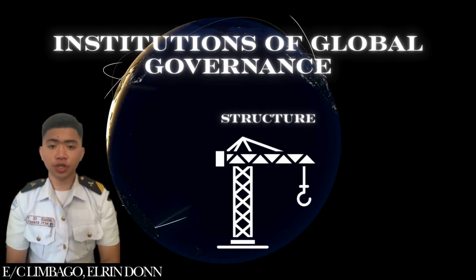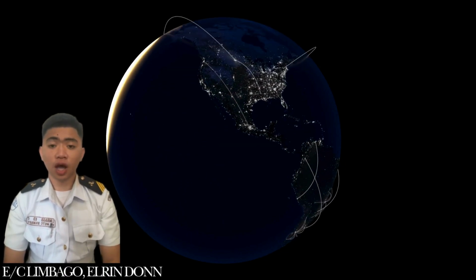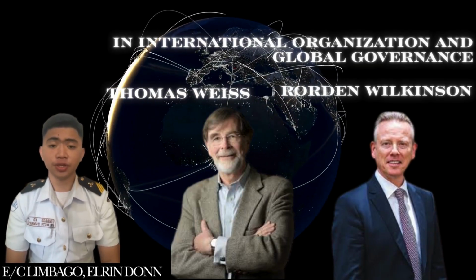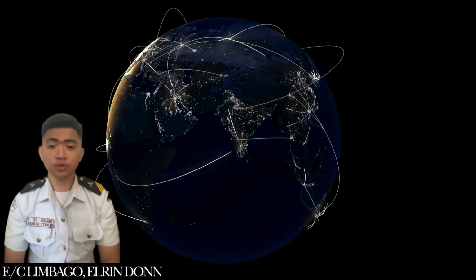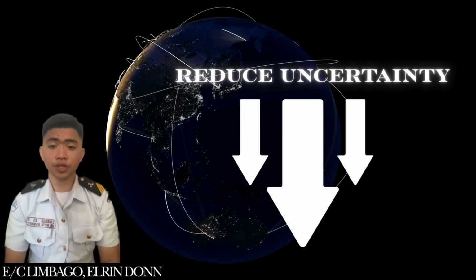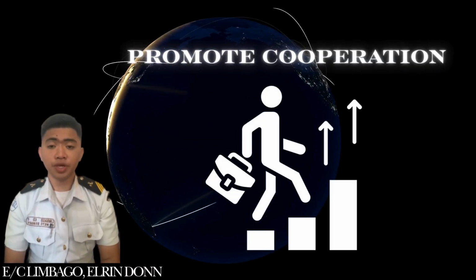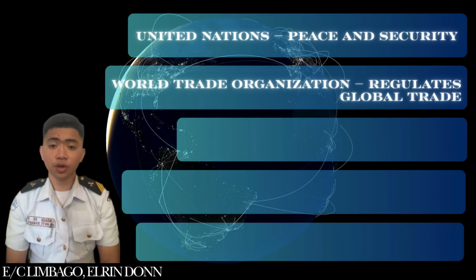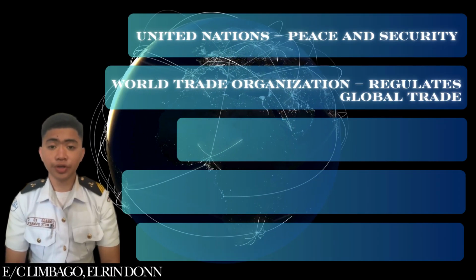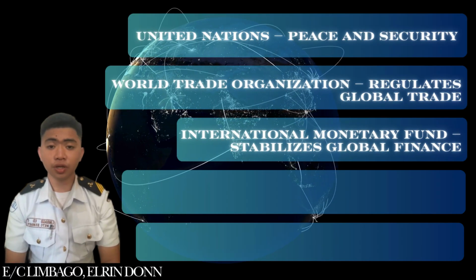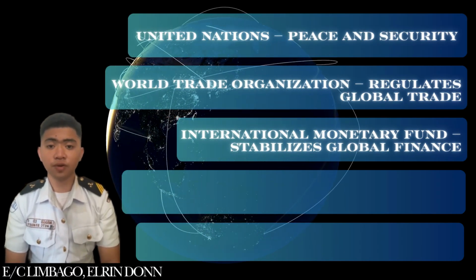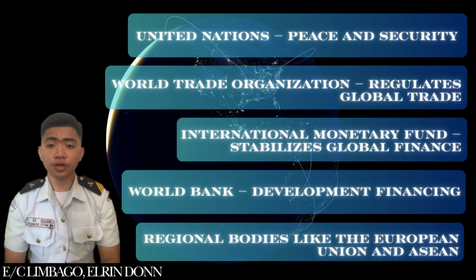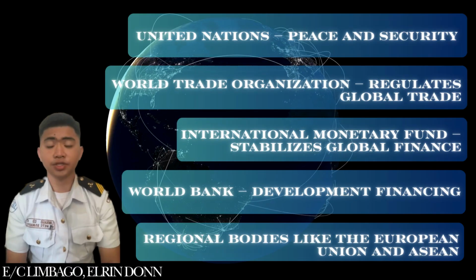Institutions provide structures for global governance. According to Thomas Weiss and Rorden Wilkinson in International Organization and Global Governance, institutions help reduce uncertainty and promote cooperation. Major institutions include the United Nations, which handles peace and security; the World Trade Organization, which regulates global trade; the International Monetary Fund, which stabilizes global finance; the World Bank, which provides development financing; and regional bodies like the European Union and ASEAN.